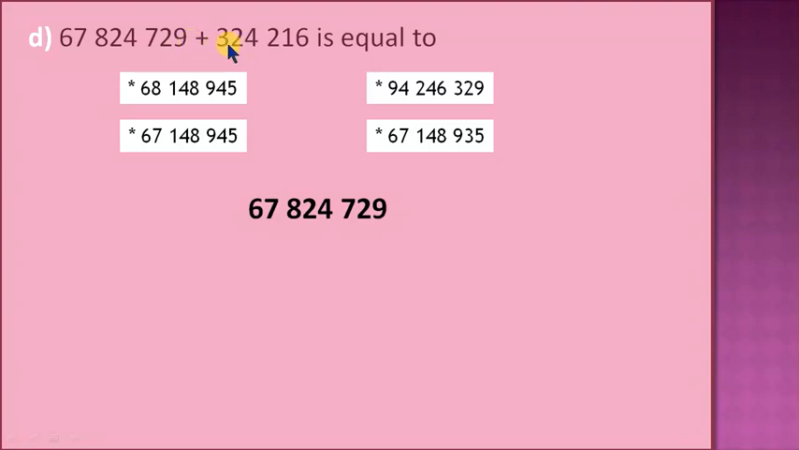67,824,729 plus 624,216 is equal to, yes, simple, very simple. You have to add both values and find the answer. Write first this one, as this is the greater value, and then this one, and add both values. You will find your answer and check which of the given options matches your answer. Okay, I hope you will do this one.